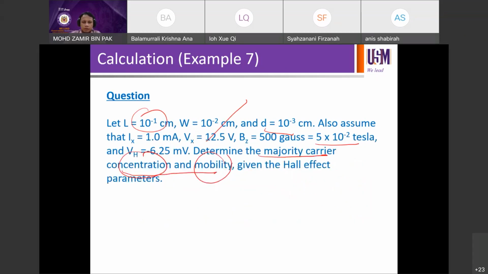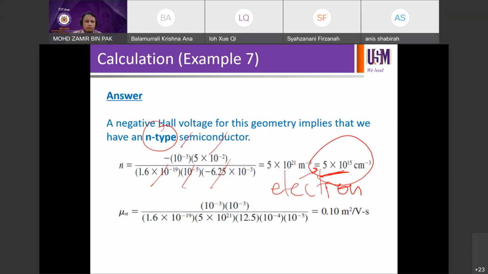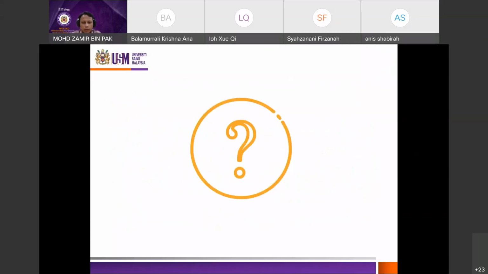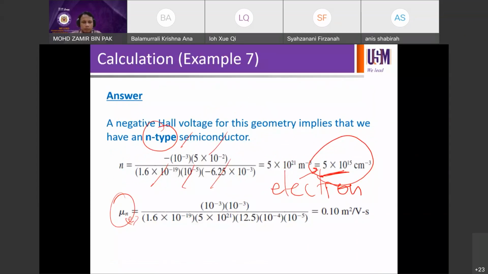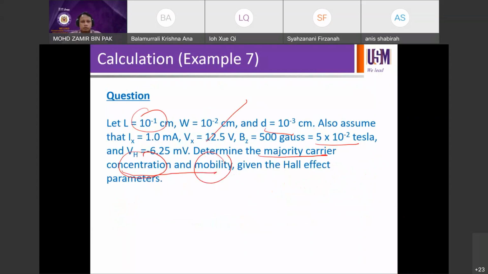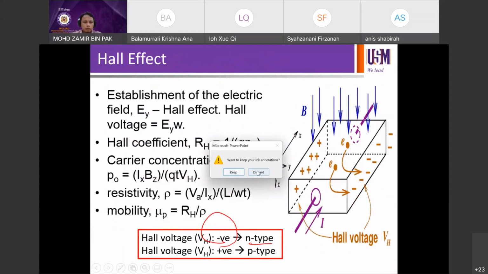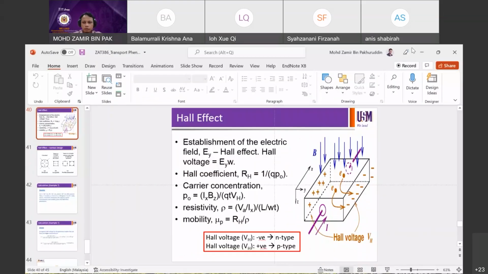So then you are asked to calculate the mu e. Okay, you can use mu e or mu n. Either one is fine as long as you're consistent. Then replace the parameters that you get, right? And then you're going to get your mobility to be 0.1 meter squared per volt second, right? So try to go back to this equation and try the examples.